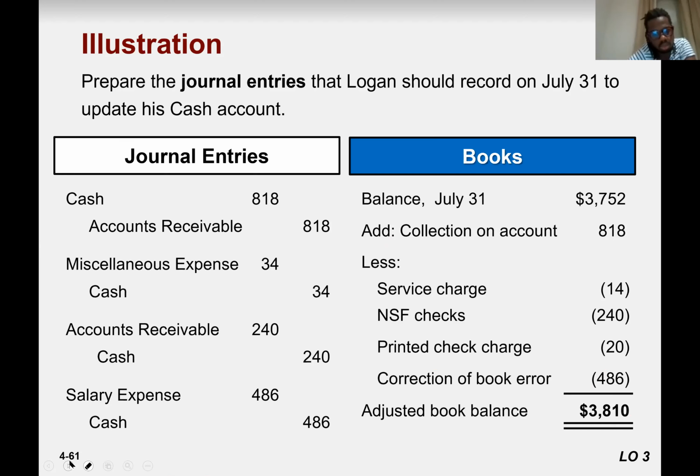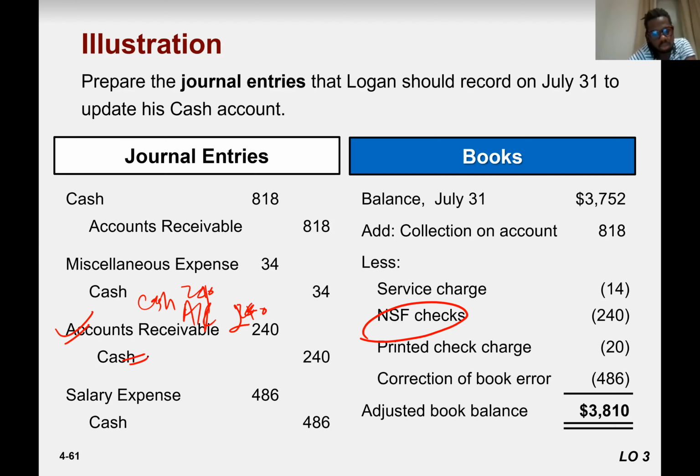We also left one more thing, NSF check, right? NSF check, non-sufficient fund check. So when we receive a check from our customer, we made the entry cash received from customer to accounts receivable 240, right? But now the check is bounced. You didn't receive the cash. Now you make a reverse entry so that the effect is nullified. So you make a reverse entry, accounts receivable to cash.